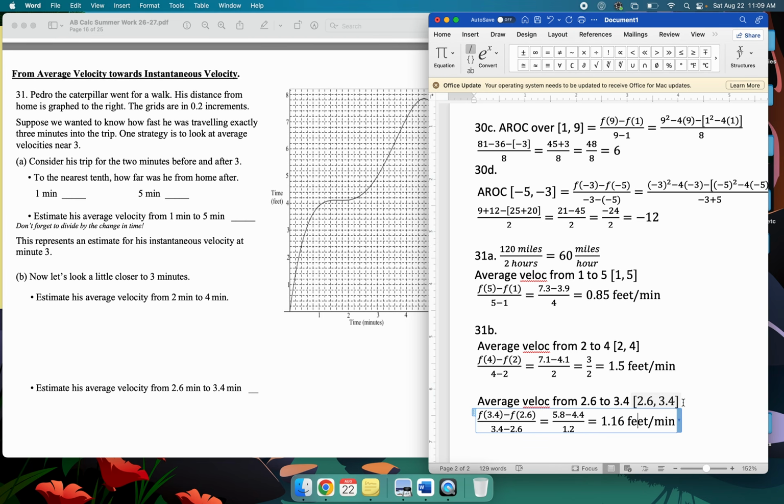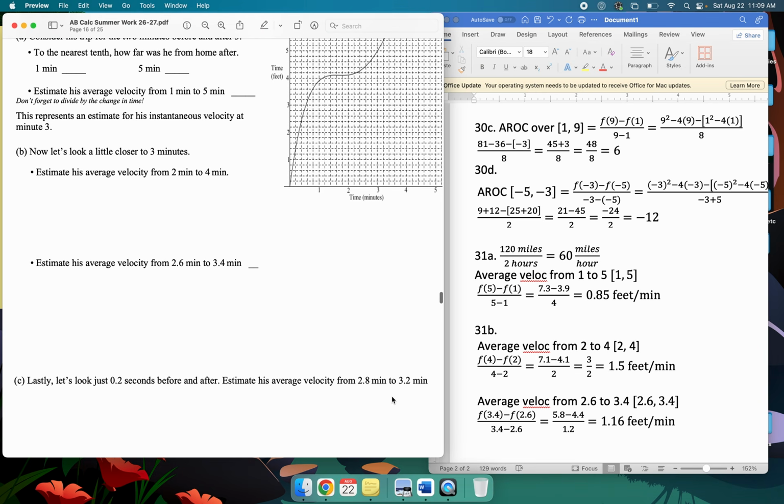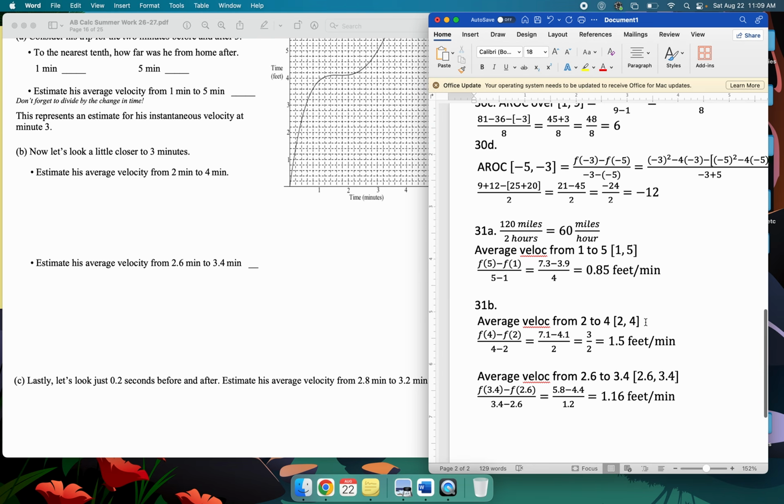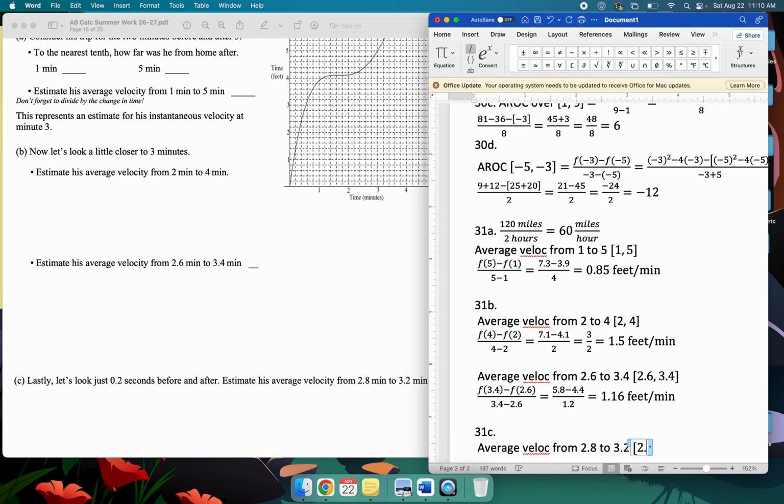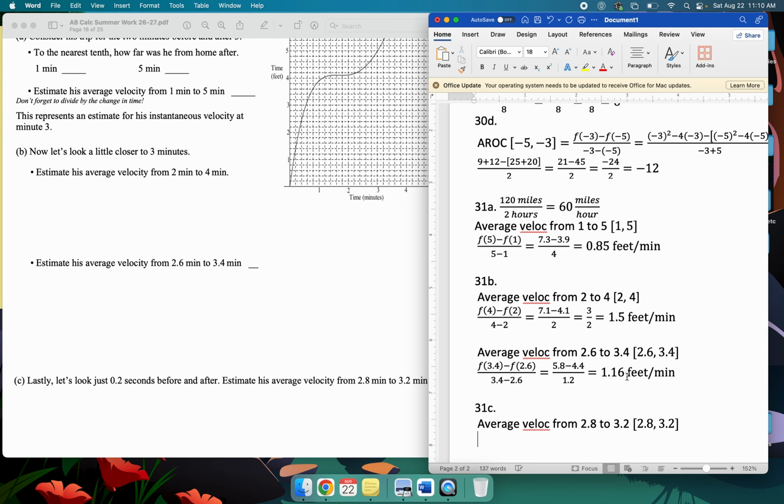So that's an even smaller interval than the previous two. This is probably a pretty good estimate of how fast Pedro was actually going at exactly 3 minutes. In other words, it's a pretty good estimate of his instantaneous velocity at that time. Okay, I guess we're doing one more. It's a little bit repetitive, but it's worth doing at least once. So average velocity on a very short time interval from 2.8 to 3.2. Once again, notice that 3 is right in the middle of that interval.